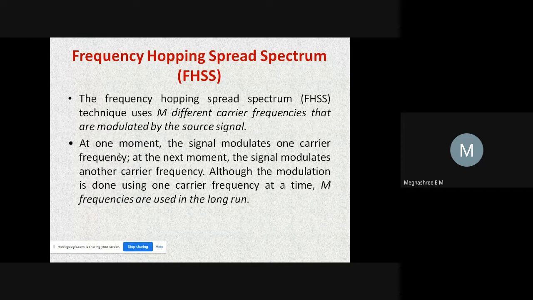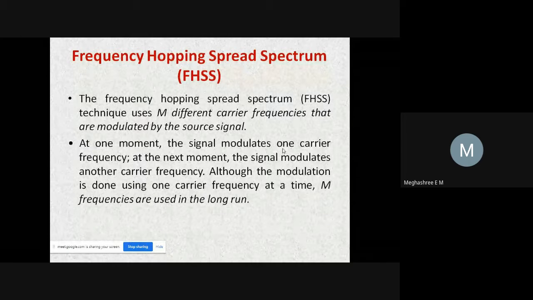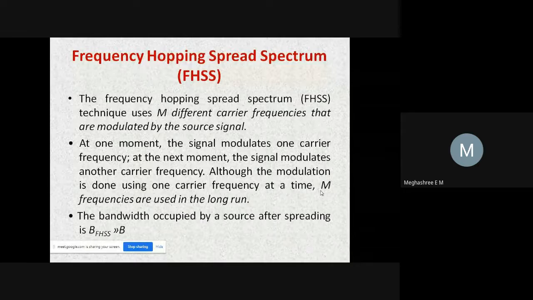If I just tell you these points, you will not understand, so I'll read out the given points, then I'll show you a video, and you will understand it better. At any point of time, the signal modulates one carrier frequency. This method uses M different carrier frequencies, but at a given point of time, the source signal modulates one carrier frequency at a time. At the next moment, it modulates another carrier frequency. In total, it modulates M carrier frequencies.